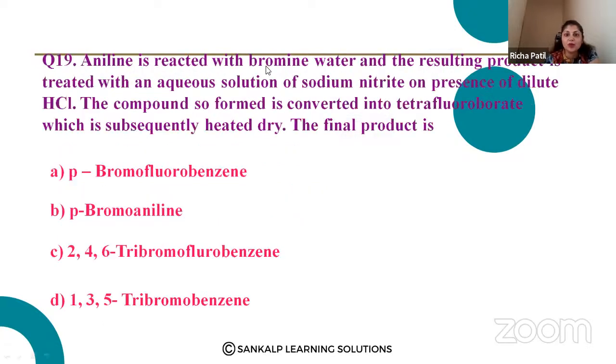Aniline is reacted with bromine water and the resulting product is treated with an aqueous solution of sodium nitrite in the presence of dilute HCl. The compound so formed is converted into tetrafluoroborate, which is subsequently heated dry. The final product is? So what is taken first? Aniline. Okay, so you have to write the reaction. Unless and until you write the reaction, you will not understand it. So aniline is there, and you are treating it with bromine water.